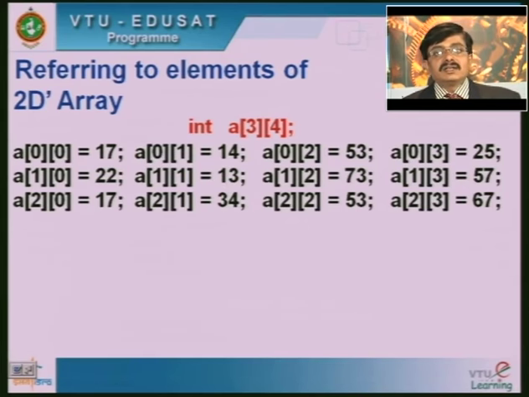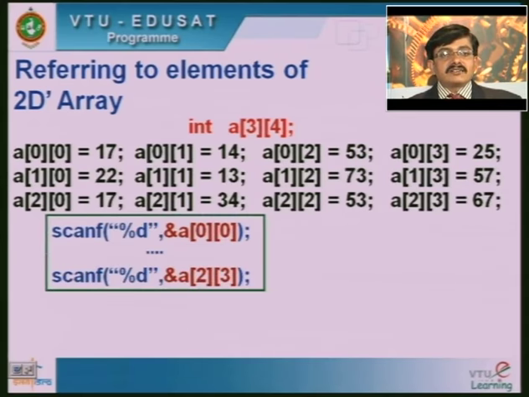Here also, if you want to read the elements of the 2-dimensional array from the keyboard, we can use a statement like scanf %d ampersand a of 0, 0. Here we are providing the address of the 0th row, 0th column element. Then to read the next element of the 0th row, we specify ampersand a of 0, 1, 0th row first column. Similarly, we provide the address of each next element, a of 0th row and second column, and so on up to the last element, where the index is 2 and 3, that is scanf %d ampersand a of 2, 3.